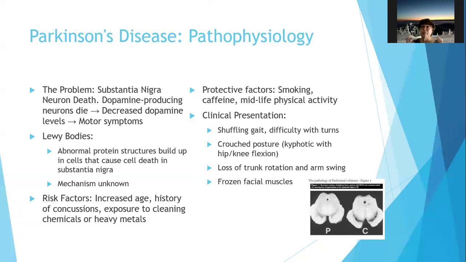The term for it is en bloc turns, and it's pretty obvious once you know what to look for. You're like, whoa, that's an en bloc turn. Crouch posture, kyphotic with hip and knee flexion. And again, that's in the later stages of the disease. Loss of trunk rotation and arm swing. Diminished arm swing often shows up early on.